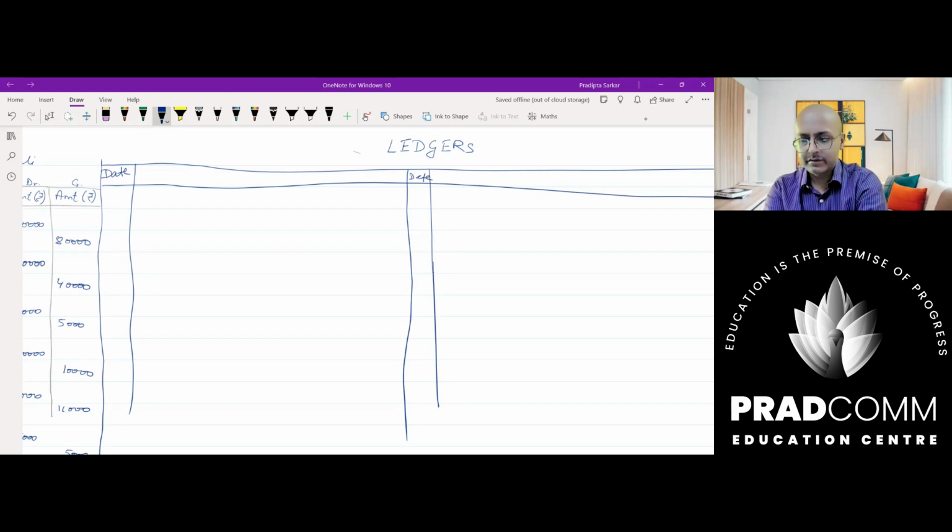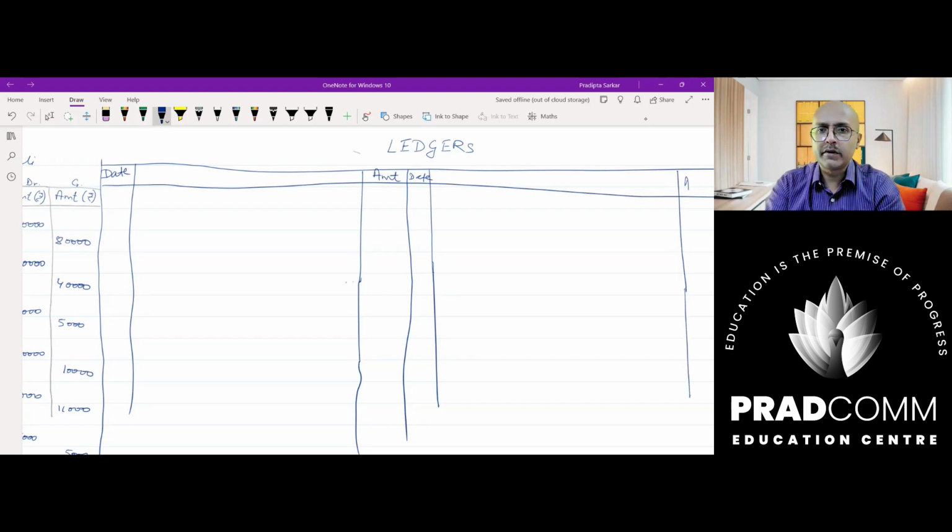Similarly, another column which will be termed as amount column. See, whatever we are doing on the left hand side, we are doing the same on the right hand side also. This is your amount column.